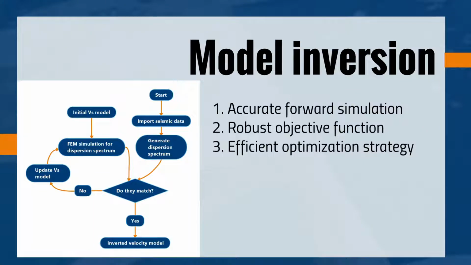The fourth part is the model inversion. This procedure requires updating parameters so that the theoretical dispersion spectrum and field observation finally become consistent with acceptable error. Our research establishes a surface wave inversion workflow to stratify the soil layer in shear wave velocity using a more accurate forward simulation, a more robust and convex objective function, and a more efficient optimization strategy.